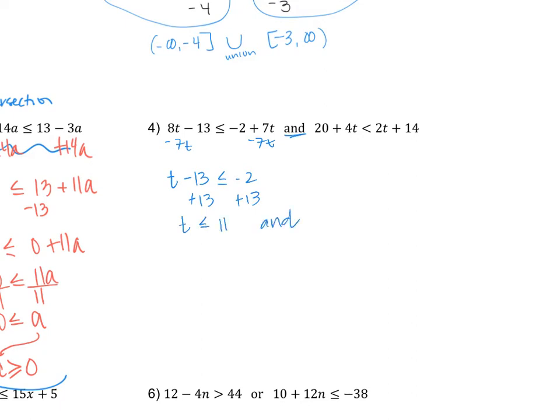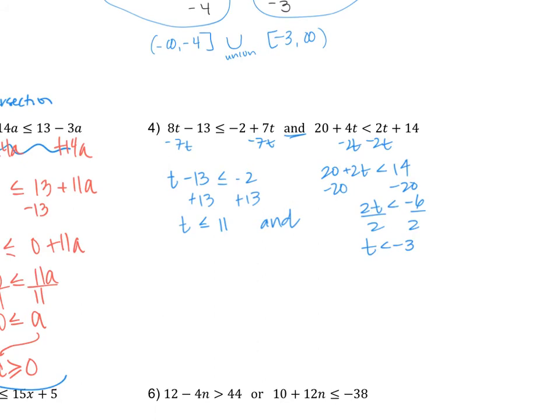And let's see what's happening over here. Let's move our t's over. So 20 plus 2t is less than 14. Minus 20, we get 2t is less than -6. Divide by 2, we get t is less than -3.